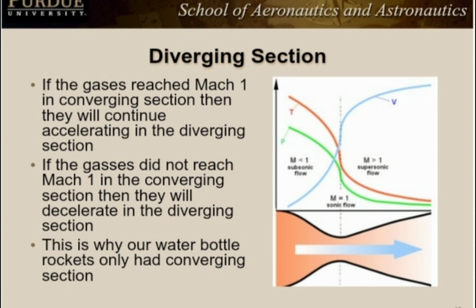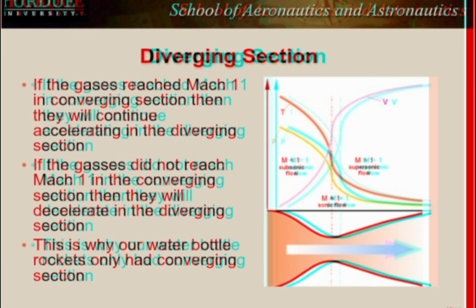So, continuing with the diverging section, if the gases reach Mach 1 in the converging section, then they will continue accelerating in the diverging section. However, if the gases did not reach Mach 1 in the converging section, then they will decelerate in the diverging section. And this is why our water bottle rockets only had a converging section.